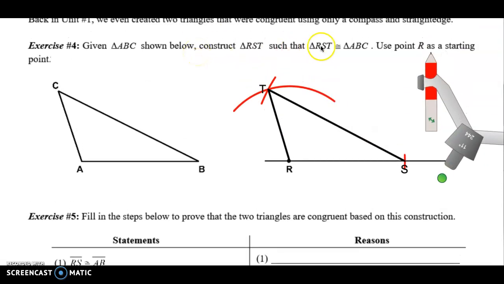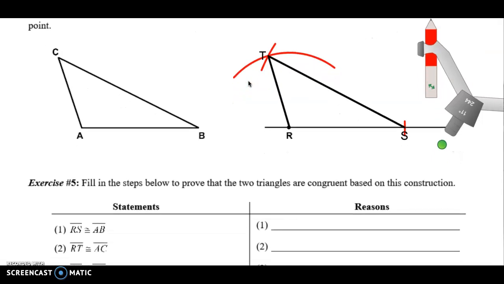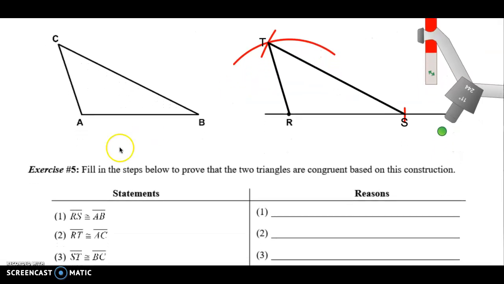I know the order of the letters because remember the order of the letters matches up. So A is congruent to R, B is congruent to S, and C is congruent to T. Now we're actually going to do a little proof why those two triangles are congruent. Why is RS equal to AB? Well, because I just did a construction and I made sure that they were congruent to each other. So they are congruent by construction. So that's going to be a new reason that we have.